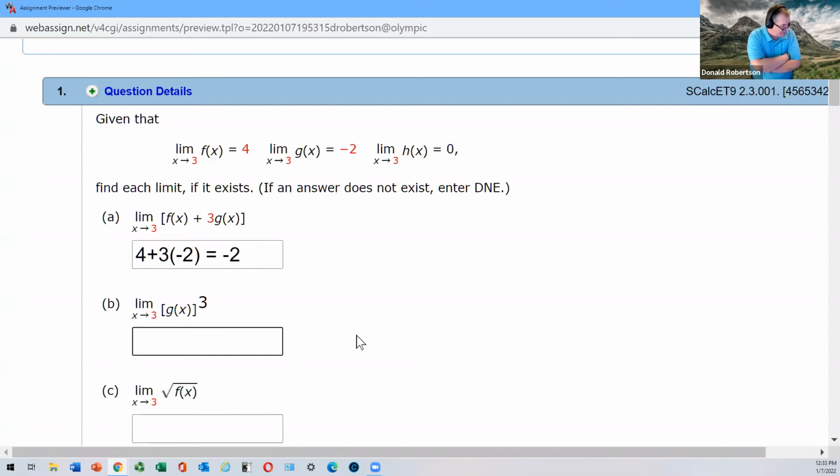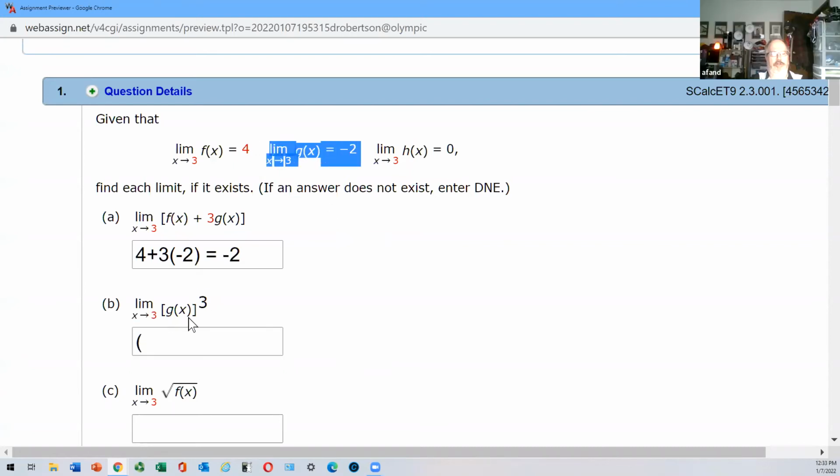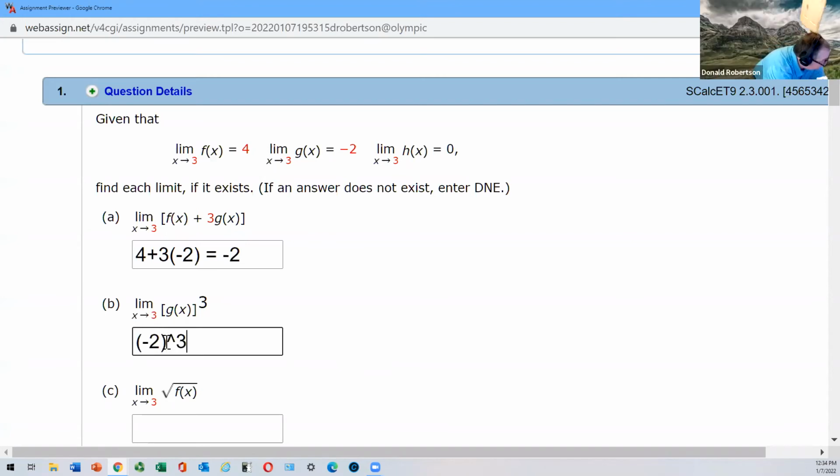It's a limit of g of x cubed. What would that be? What number would that be? Or calculation if you want. So it would be -2 cubed. Great. So as a calculation, it's that, but all you write down is -8.